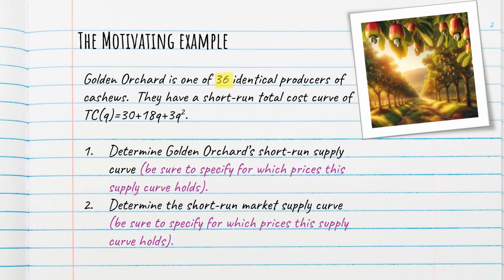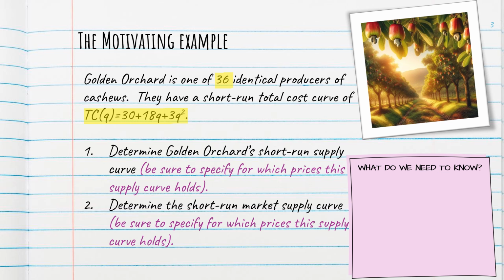They have a short-run total cost curve of 30 plus 18Q plus 3Q squared. We want to first determine Golden Orchard's short-run supply curve, making sure to specify for what prices the supply curve holds. So this is just a code word for saying you also need to find the shutdown price. And then after we find the short-run supply curve for a single firm, we will find the short-run market supply curve, again, making sure to specify for which prices the supply curve holds.